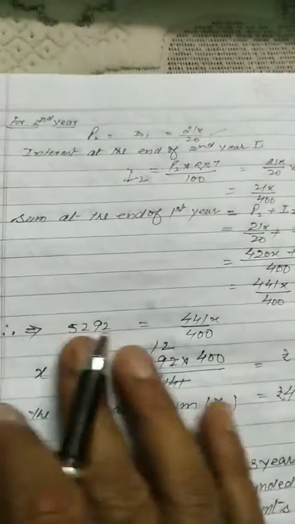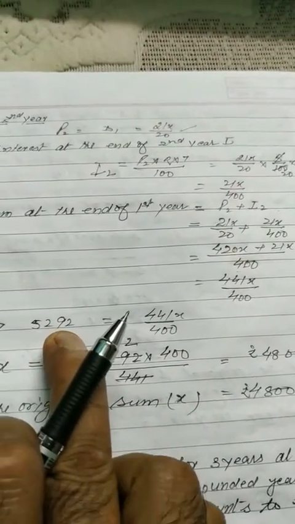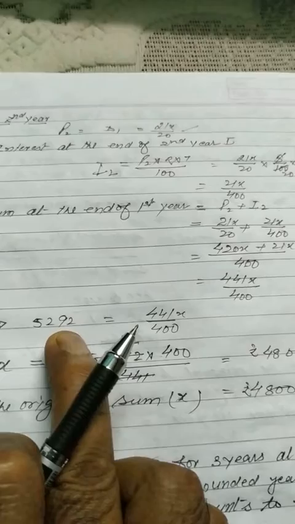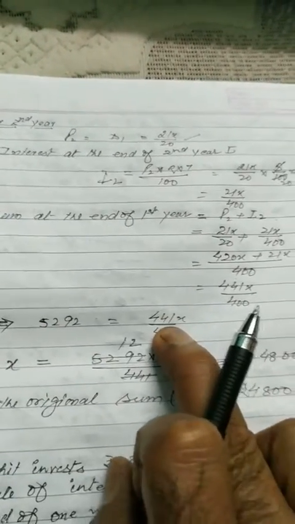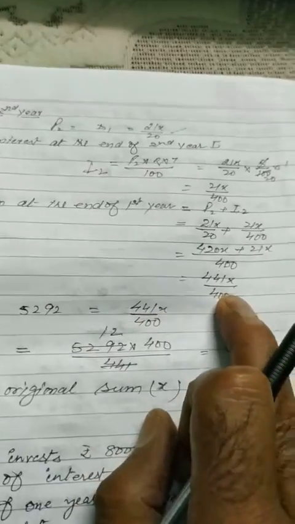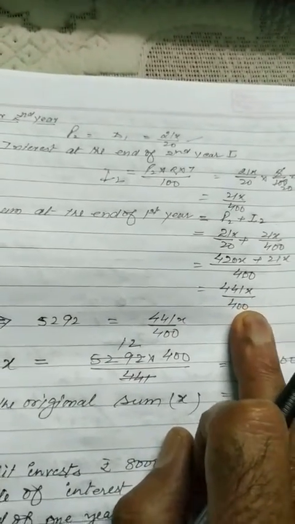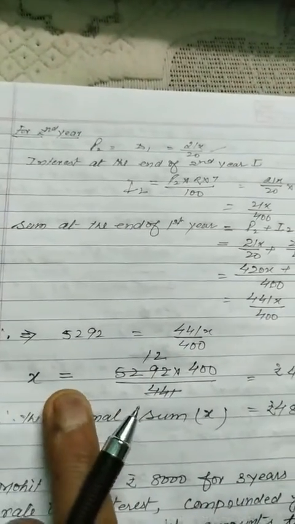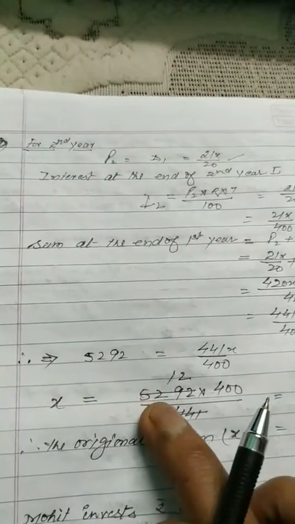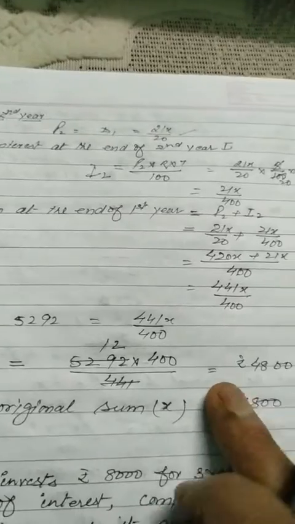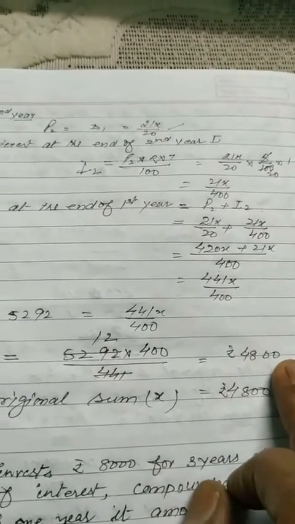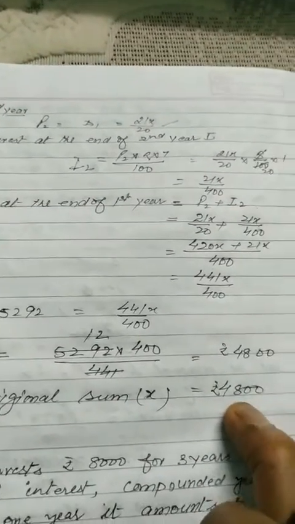Now what is given: 5292 rupees is the amount at the end of the second year. Now we have x equal to 5292 multiplied by 400 over 441, this is 4800, that is the original sum of 4800.